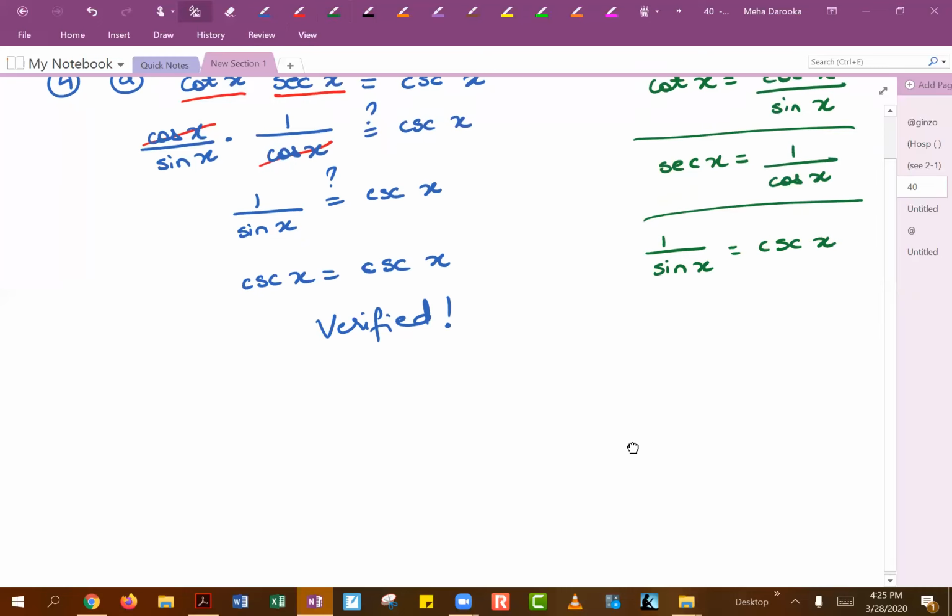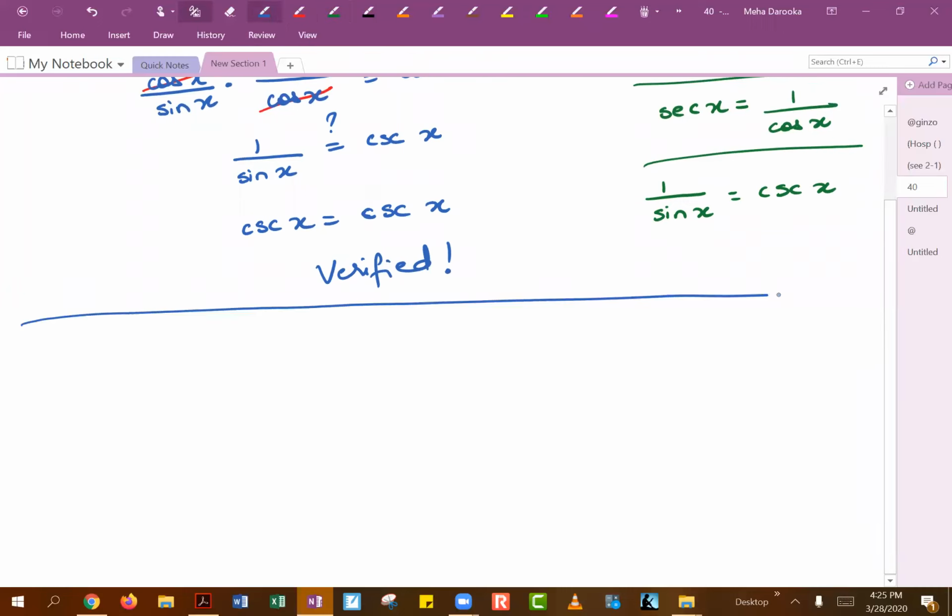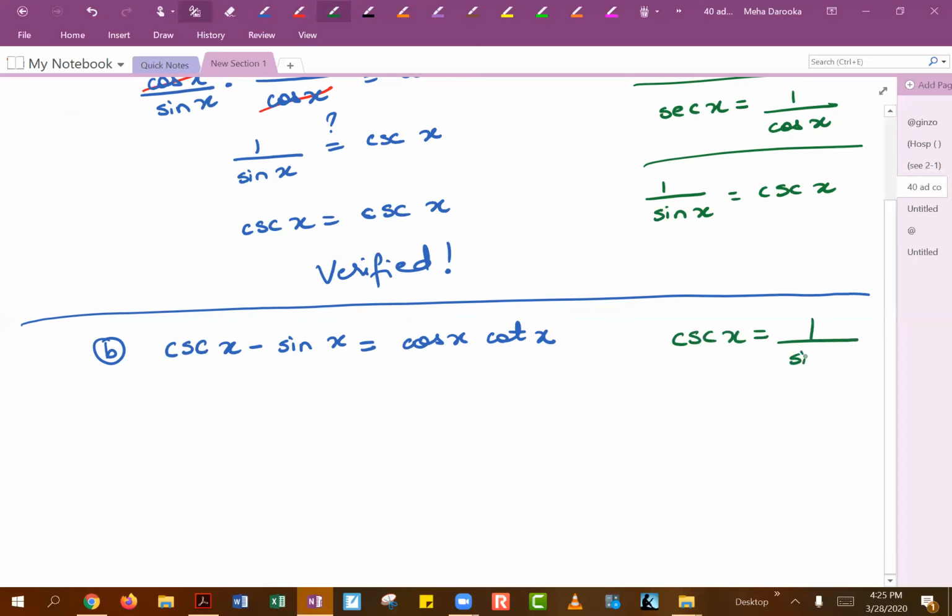Okay, let's look at part B. So part B, we were given cosecant of x minus sine of x, and we have to show it's equal to cosine of x times cotangent of x. Okay, so again, we're going to start by using the reciprocal identity for the cosecant function, which is of course 1 over sine of x. So let's rewrite this.